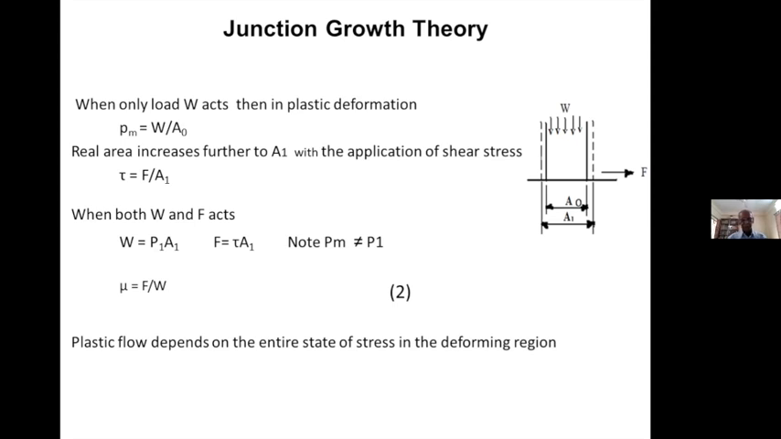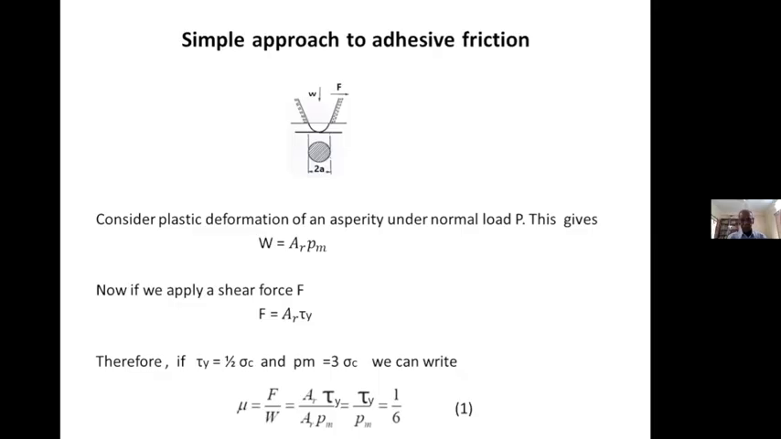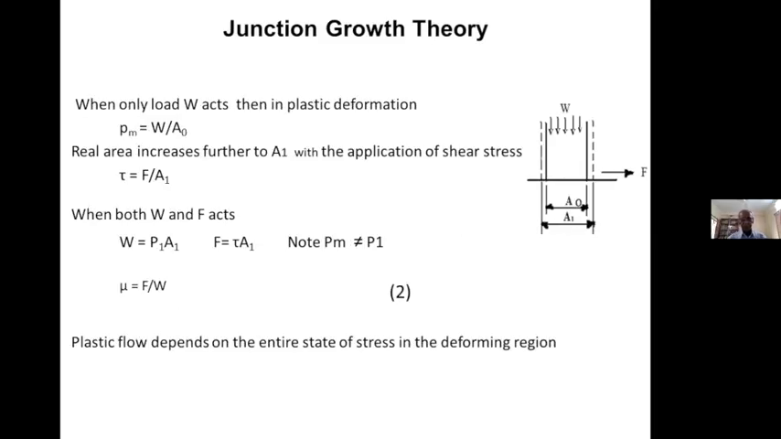And we can write tau A1 by PA1, and then cancel A1, and we can write that tau by P1, just as we wrote in the last slide, tau by PM. But here the difficulty is we don't know P1. So it is the combined action of the normal and the shear force that causes plastic or elastic deformation at the contact region.